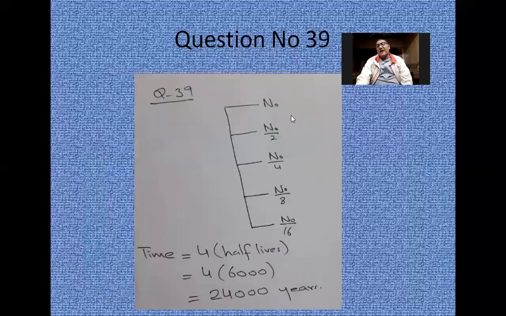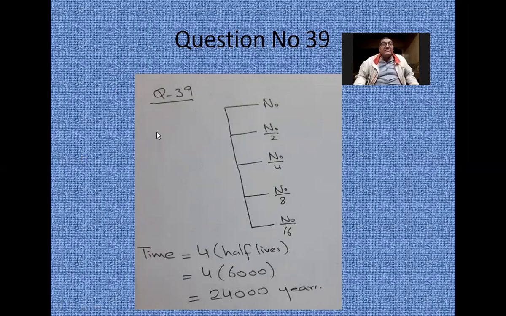So at the start, suppose the sample will be N naught. After one half-life, it will become N by 2. After another half-life, it will become N by 4. Another half-life, it will become N by 8. And another half-life, it will become N divided by 16. So how many half-lives? 1, 2, count the gaps, okay? 1, 2, 3, 4. 4 half-lives have passed.